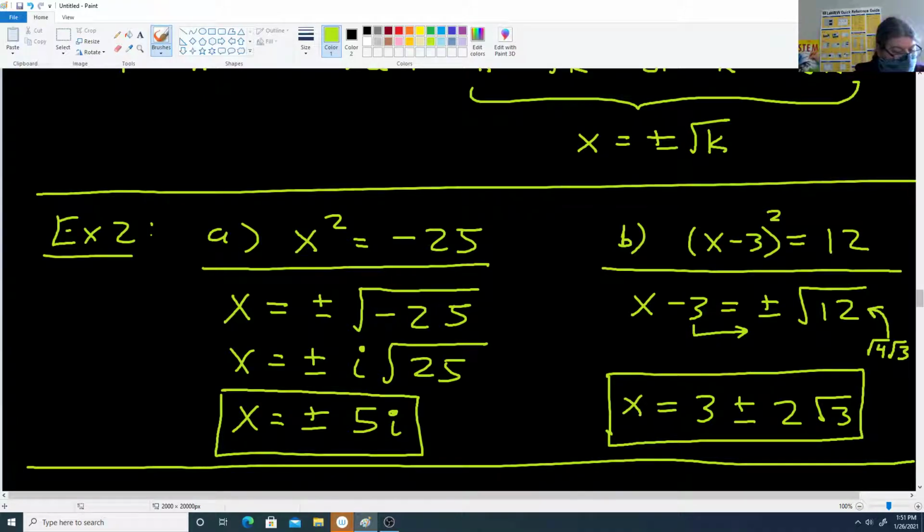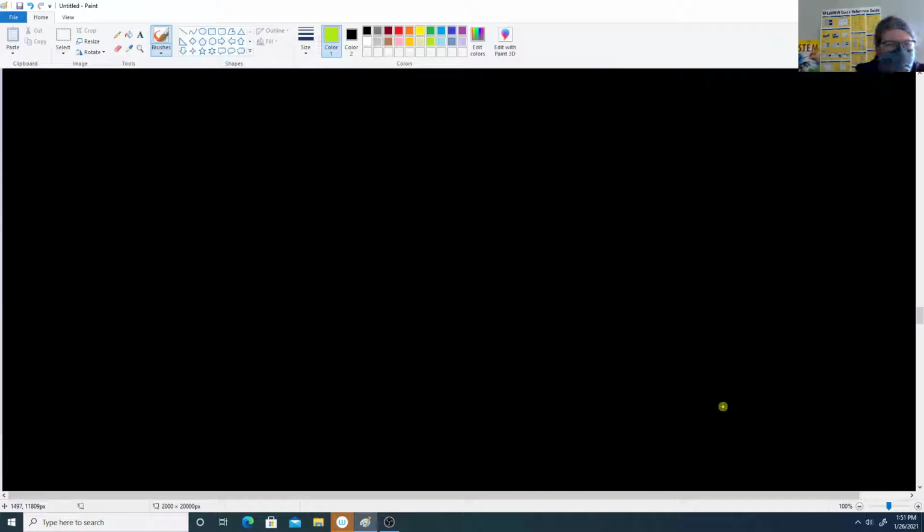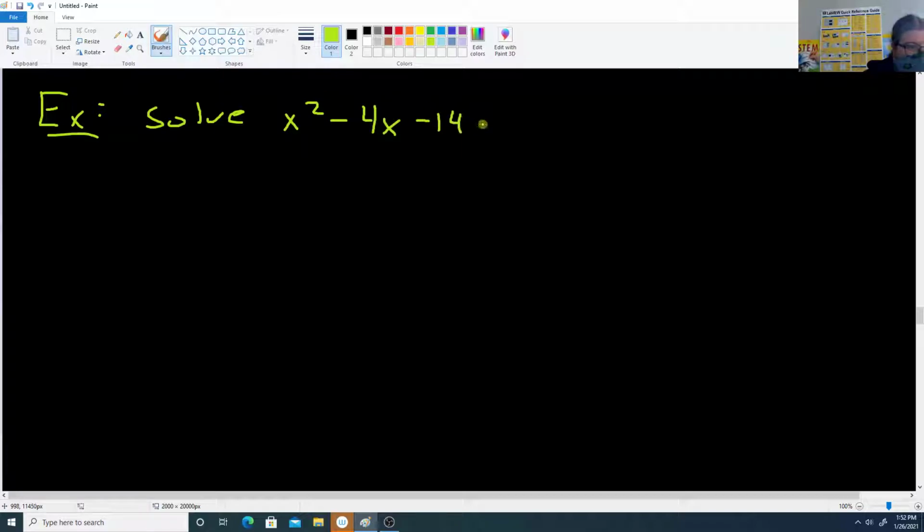Okay, so next we're going to solve a problem or two by completing the square. So we'll take a look at that. For this example, we want to solve x squared minus 4x minus 14 equals 0 by completing the square.